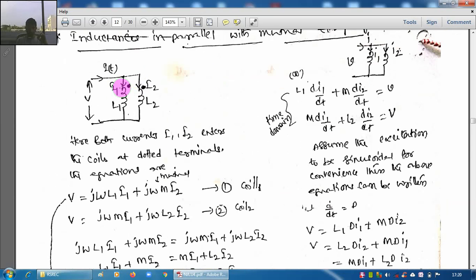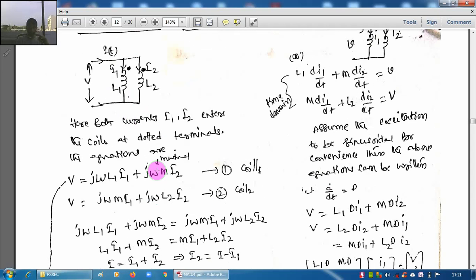Now the same coils can be connected in parallel like this. Coil 1, coil 2. In coil 1, let the current flowing be I1, in coil 2 I2. If the total current is I, then in parallel connection the total current divides like this, I1 and I2. Let the dots be marked like this. If the dots are marked like this, then this will become the parallel aiding case. Why? Because current is entering the dot, and the current in the second coil is also entering the dot, so it is the parallel aiding case.